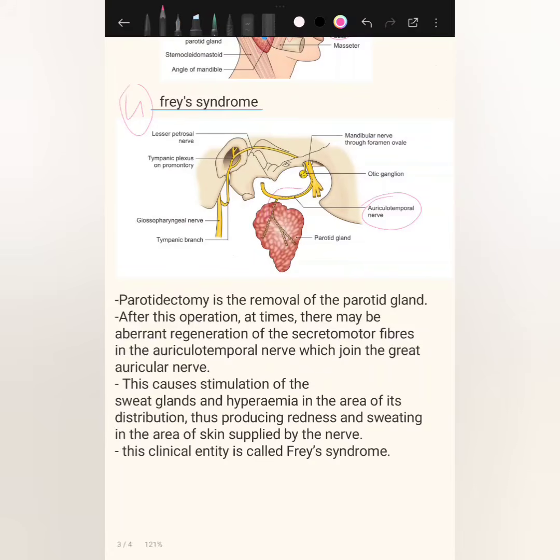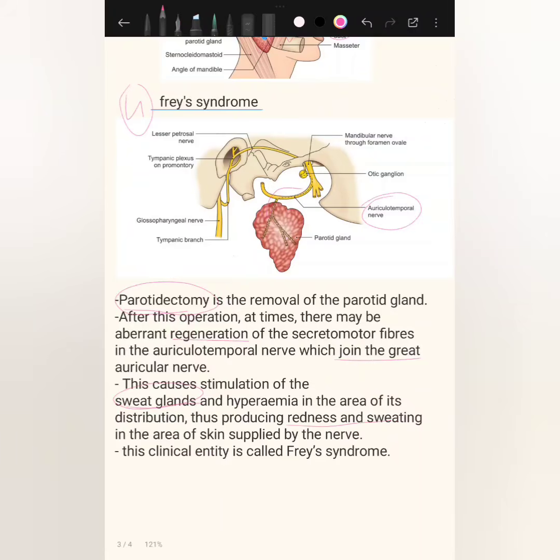Now, as I told already, the parotid gland has been removed. So when the parotid gland is removed, this auriculotemporal nerve, which is already present, starts regenerating, and instead of connecting to the parotid gland, which is now not present, it supplies fibers to the sweat glands which are present. These sweat glands get stimulated, and whenever the person eats, instead of saliva stimulation there will be sweat gland stimulation.